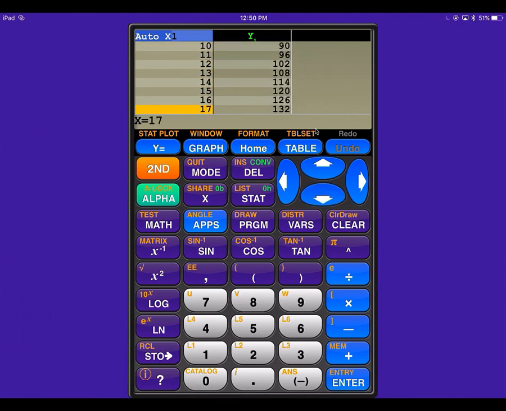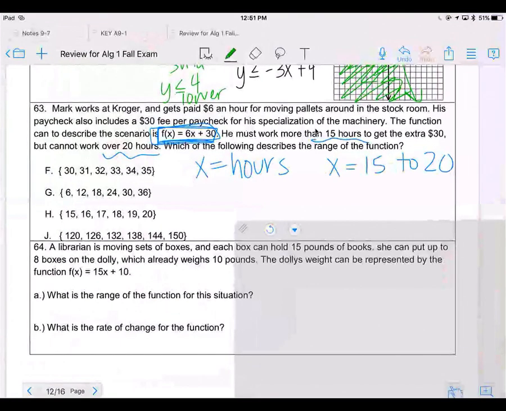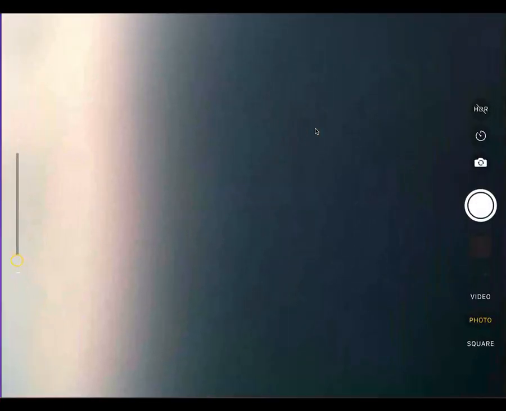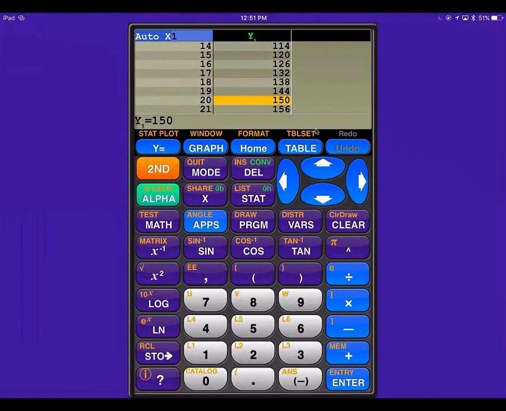In my table, I am looking for where x's are between 15 and 20. When x is 15, y is 120. So any answer that does not have a 120 in it can immediately be taken out. This does not have a 120. This does not have a 120. This does not have a 120. J is the only one that has a 120. So J must be my answer. J is all of the y values listed from 15 to 20.